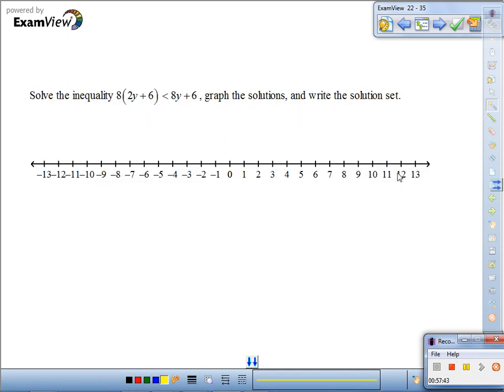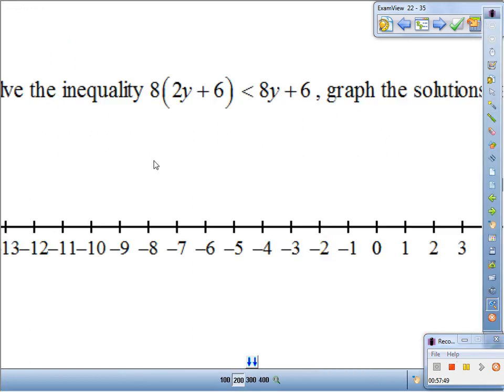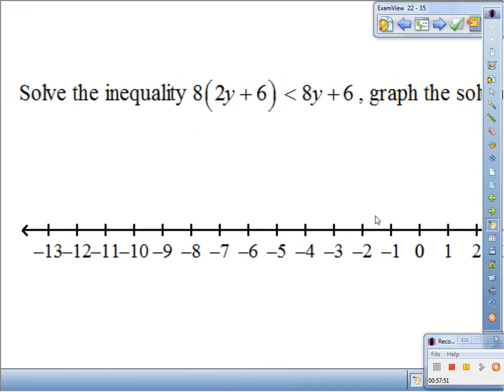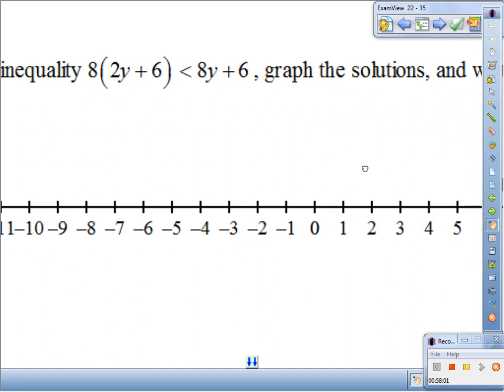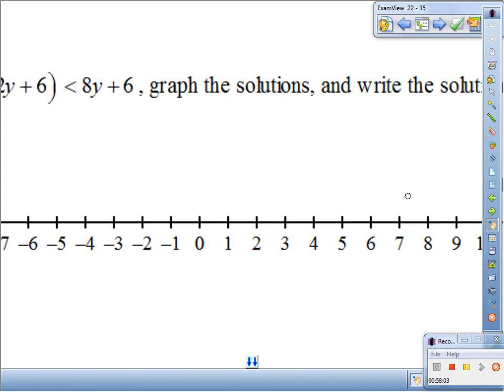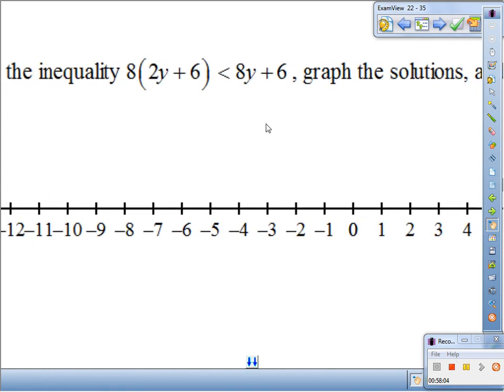Number 22, it says, let me zoom in. It says, solve the inequality 8 times 2y plus 6, close parentheses, less than 8y plus 6. Graph the solutions and write the solution set. So copy that inequality, please.